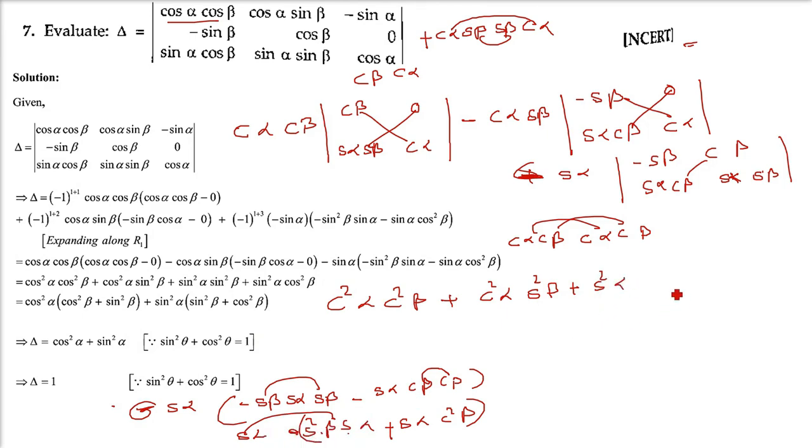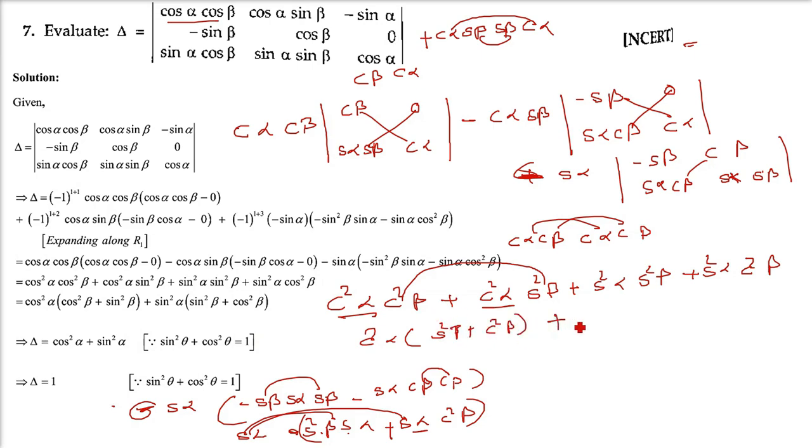And sin square alpha, sin square beta it will be. And then we have sin alpha, again sin square alpha and cos square beta. Right. Okay, we'll take cos square alpha and then we take cos square alpha common. So cos square alpha we take common, it will be cos square beta plus sin square beta, or sin square beta plus cos square beta.